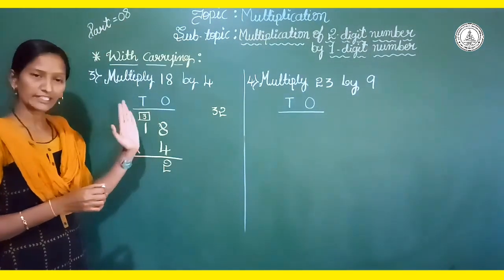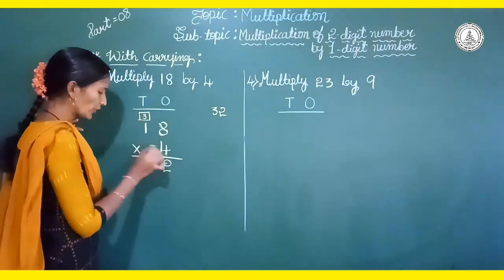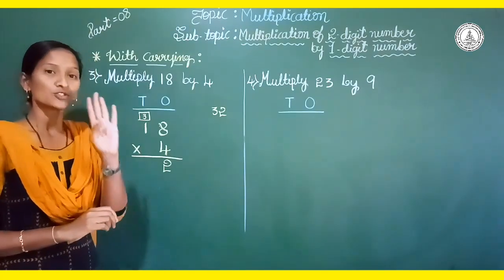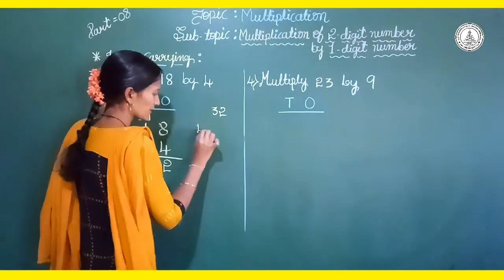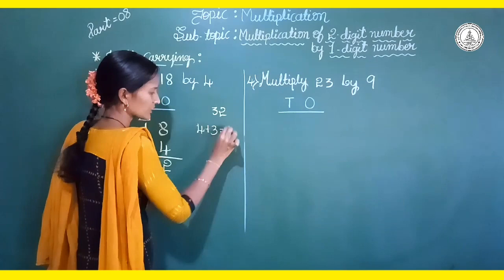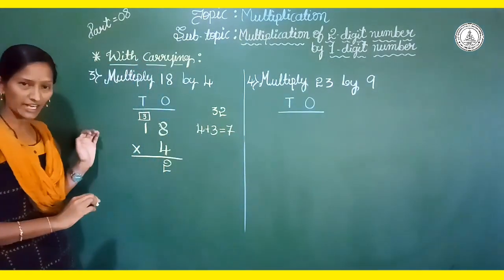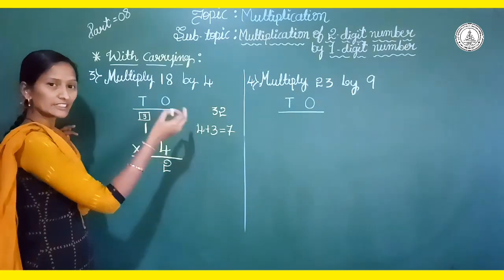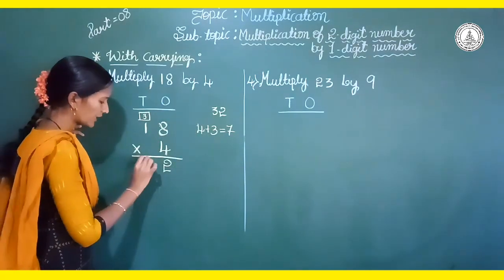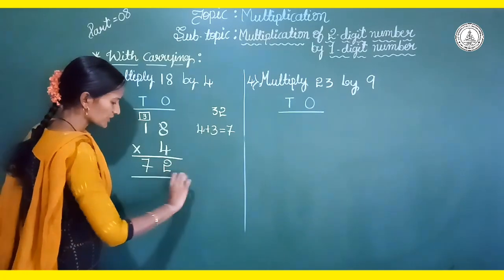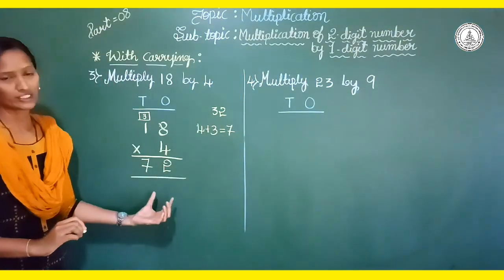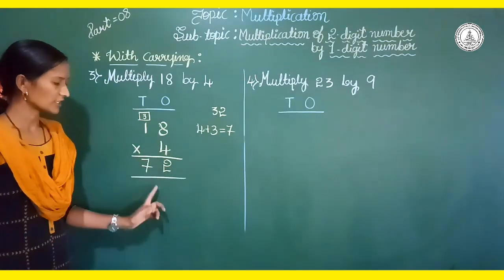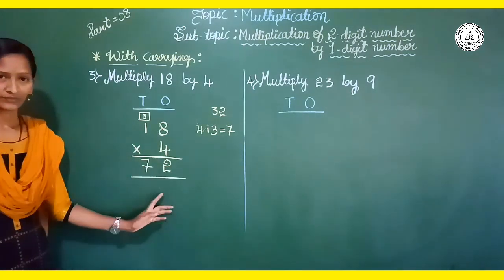So now come to the tens column. So 4 into 1. 4 ones are 4, right? So 4 plus this 3. 4 plus 3 is equal to 7, right? So I am writing this 7 in the tens column. So which is our product? 72 is our product. So 18 into 4 is equal to 72, right?